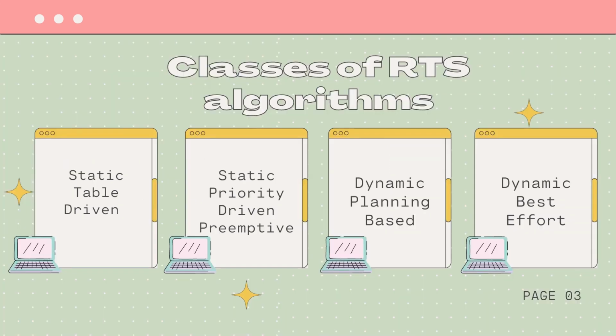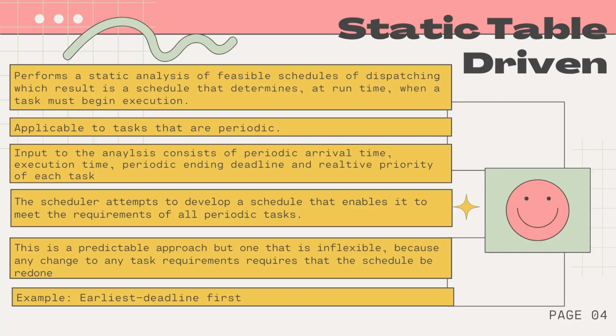First, I will discuss the classes of RTS algorithms. It has four classes. The first class is static table driven, second is static priority driven preemptive, third is dynamic planning based, and lastly, dynamic best effort. Static table driven.